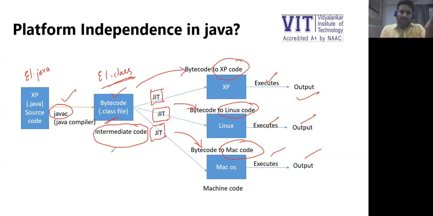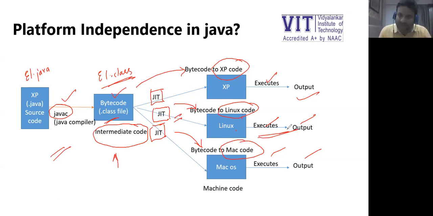So I take this bytecode from the XP machine, I paste it on the Linux machine. The Linux machine will execute it. Now here JIT will come into force. It will convert it into Linux code. And since on the Linux machine we have Linux code available, it will generate the output.